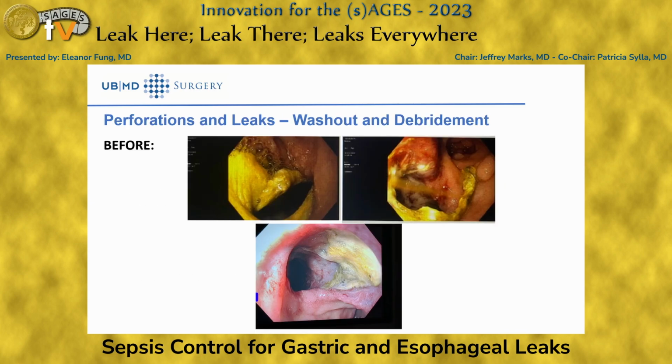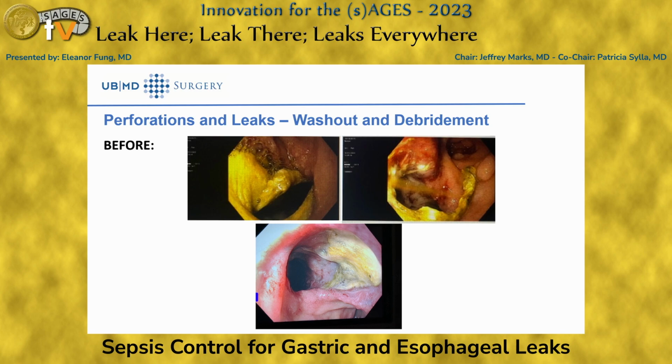So this is just an example of a couple of cases that I did. This is a patient that had an omental patch after a duodenal ulcer repair. As you can see, my repair has failed. The omental patch has completely become necrotic. The patient was stable.